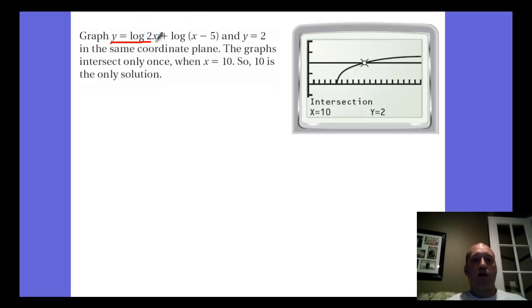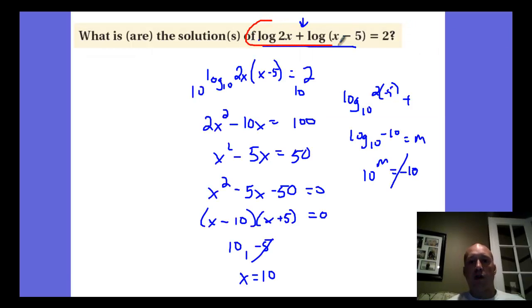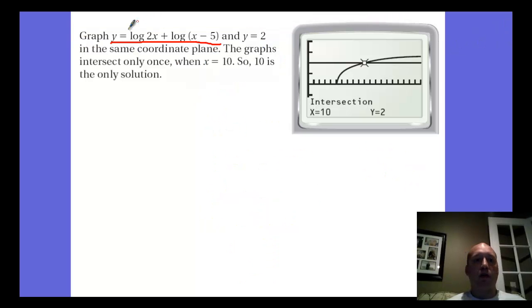Here's that same equation we were dealing with. If you look at the previous problem, here's the equation, and we want to know where it equals 2. So another way to find that is to put it in this graph. This red equation is the log graph right here, and then we're setting it equal to 2.